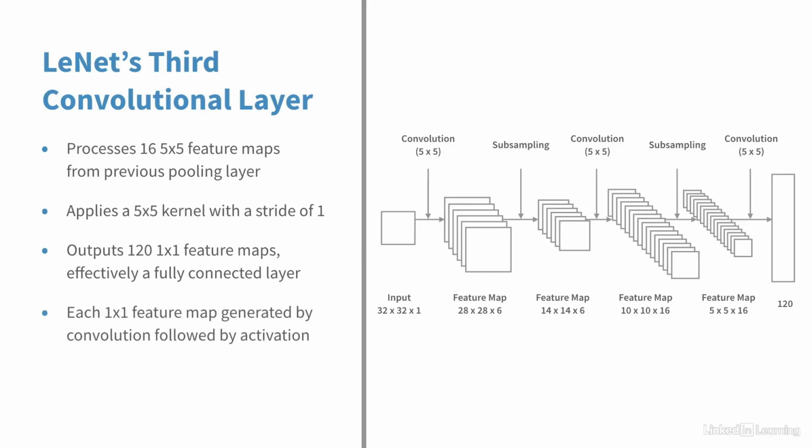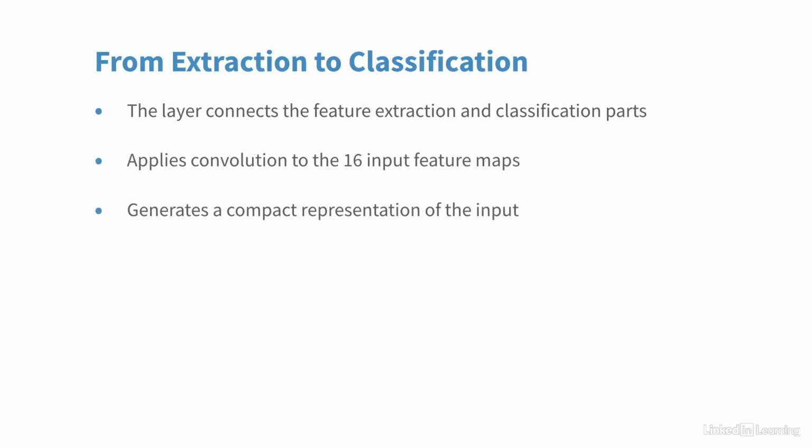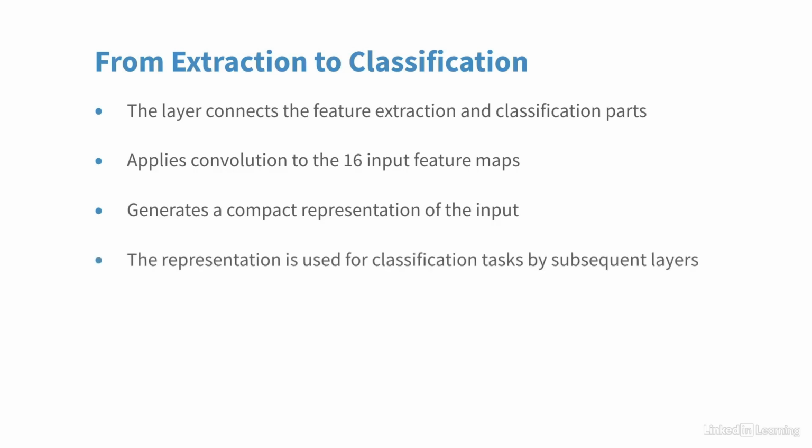Each of these 1x1 feature maps is created by convolving a 5x5 kernel with a 5x5 input feature map, followed by a hyperbolic tangent activation function. The convolution layer we just discussed bridges the feature extraction portion of the network, which is all the convolutional and pooling layers, with the classification portion of the network, which will be the fully connected and output layers. By applying the convolution operation to the 16 input feature maps, this layer generates a compact representation of the input, which can then be used by subsequent layers for classification tasks.